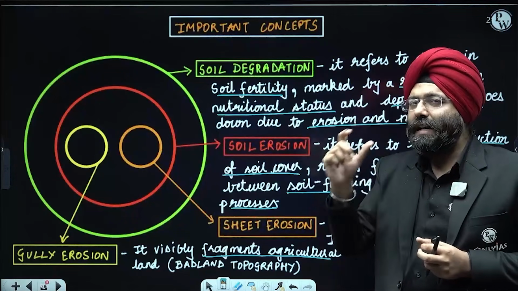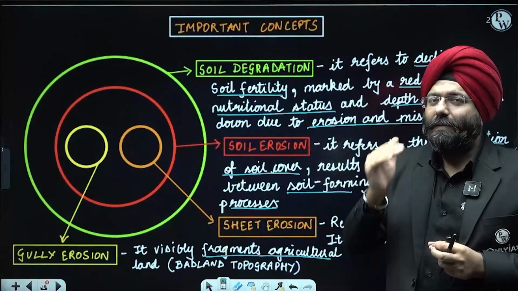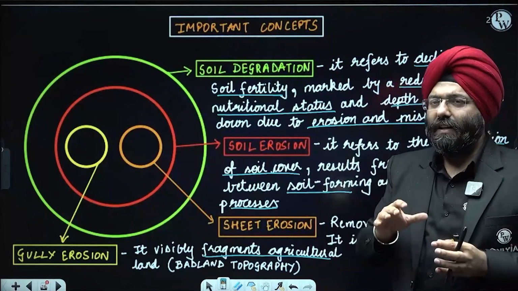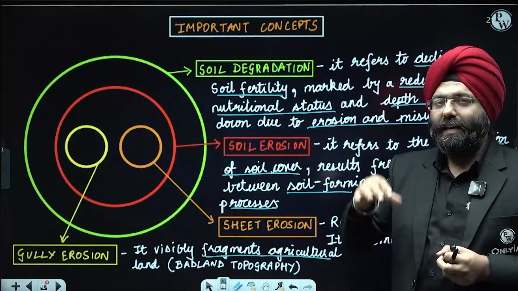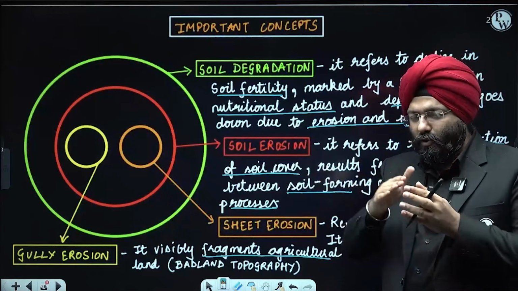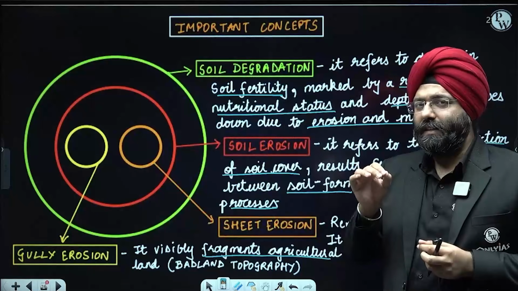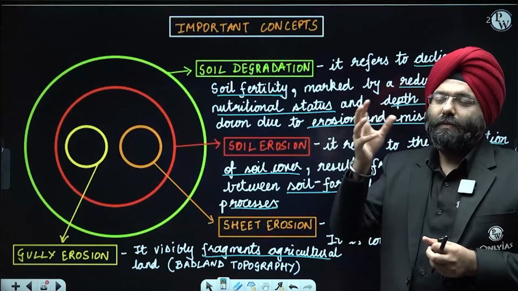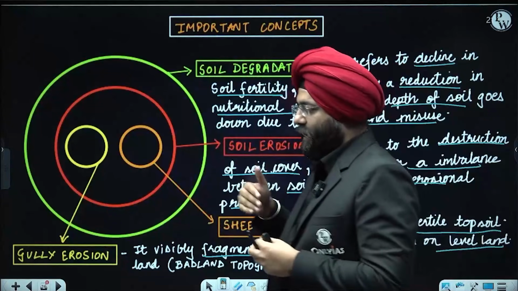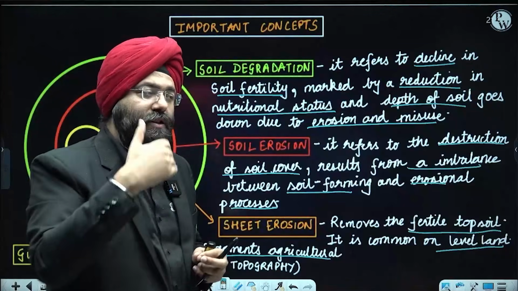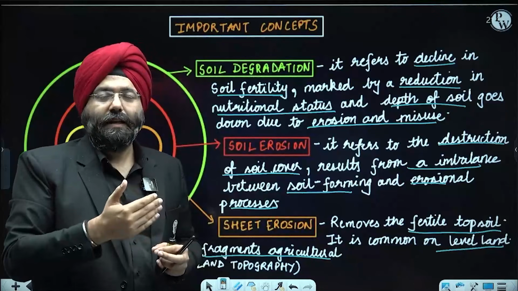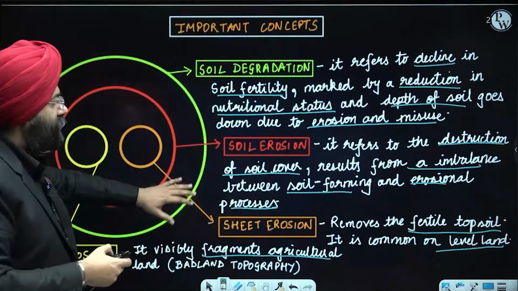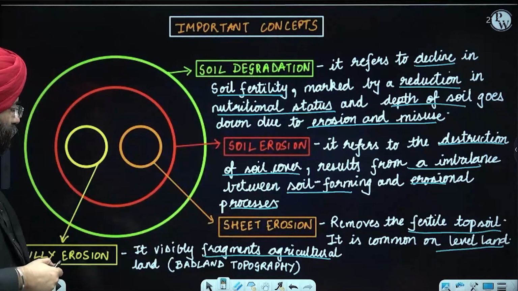Now this is the worst form. It is known as badland topography for a very specific reason: it makes the land completely unfit for cultivation. If you want to cultivate it again, you will have to fill the gullies, and every year the problem happens again that those gullies might be created. And in order to fill them, so much soil and sand has to be put there that it is not feasible, and the cost-benefit is not going to be there. So this is again a very, very major issue with respect to gully erosion.